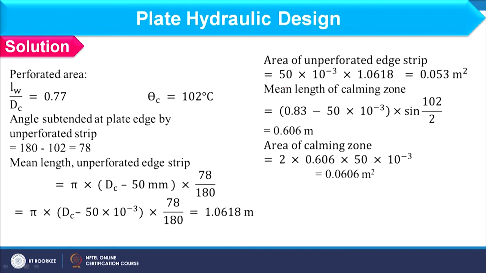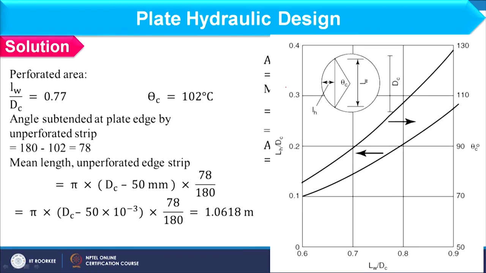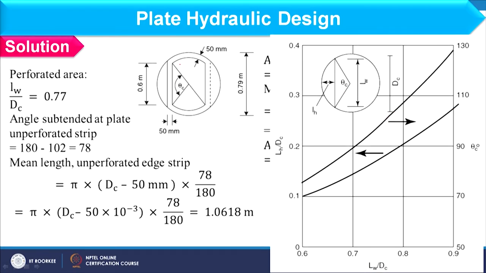And next we have to find out the perforated area. For the perforated area, we have to find this theta c value, and for that you can use this graph. Lw by dc you already know, okay, and corresponding to this you can find the value of theta c, which is coming as 102 degree. This is not Celsius over here, so that is 102 degree only. And how can I find the perforated area? By deducting the unperforated area from the active area, okay.